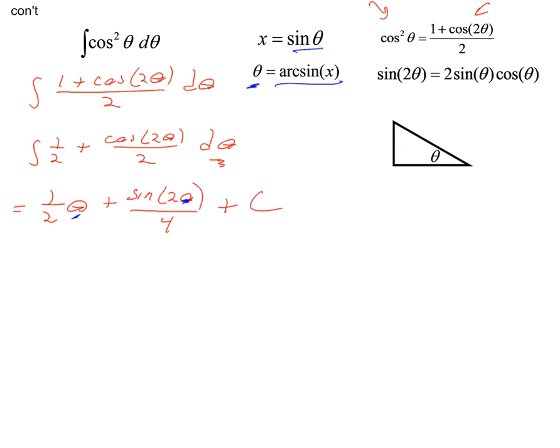Well, I'm going to introduce another trig identity. This is from the double angle formula: the sine of 2 theta is equal to 2 sine theta cosine theta. So this is equal to 1/2 theta, let's just keep it as theta for right now, plus sine of 2 theta, which is 2 sine theta cosine theta, all over 4, plus C. So now we can substitute in. Well, theta is equal to the arc sine of x.